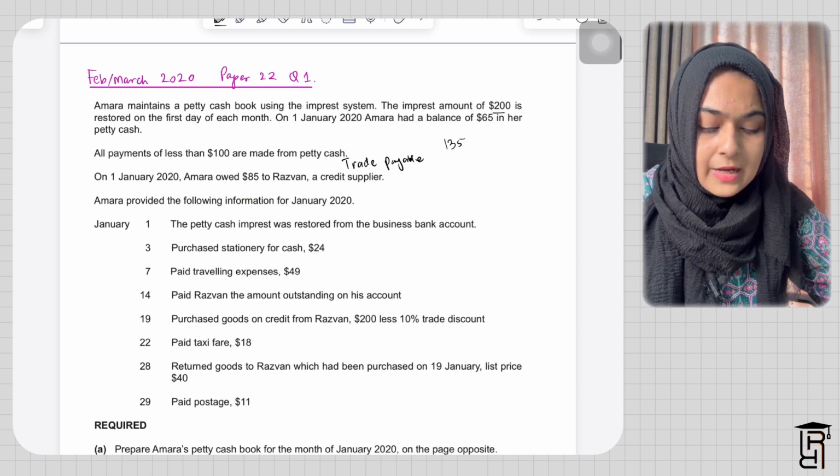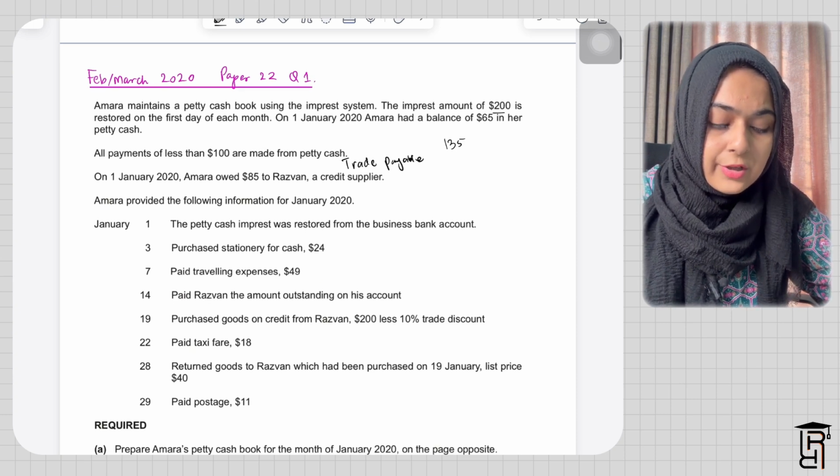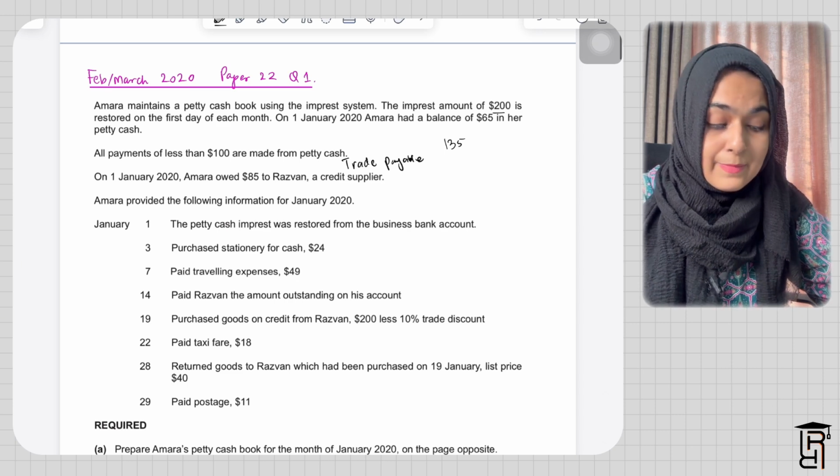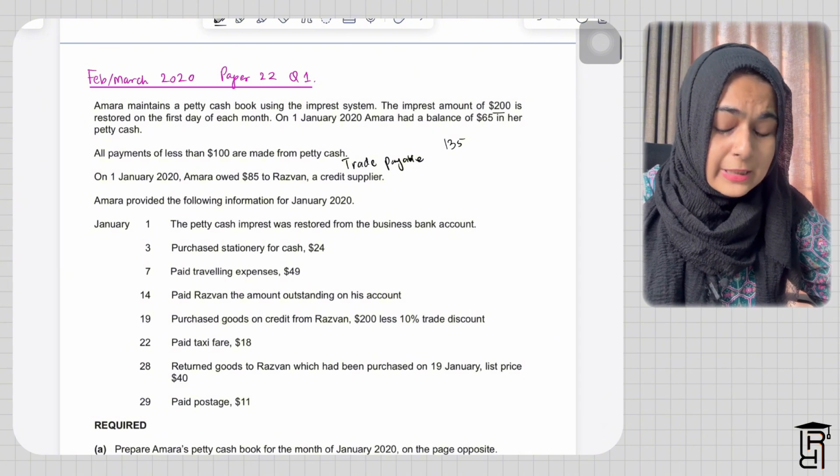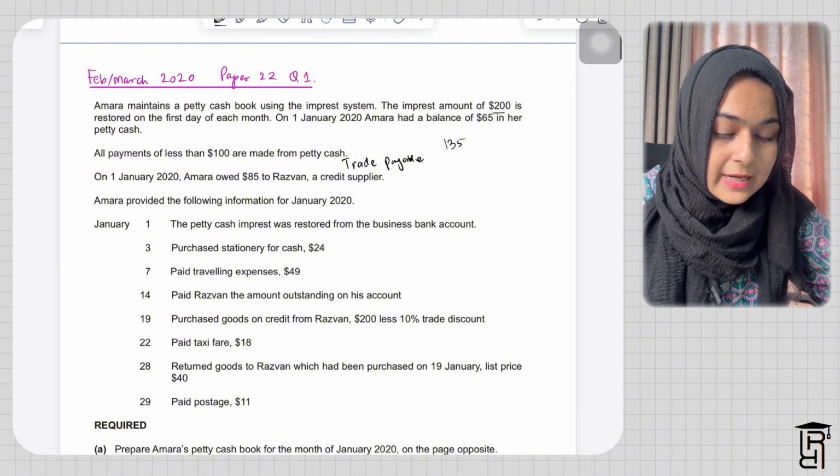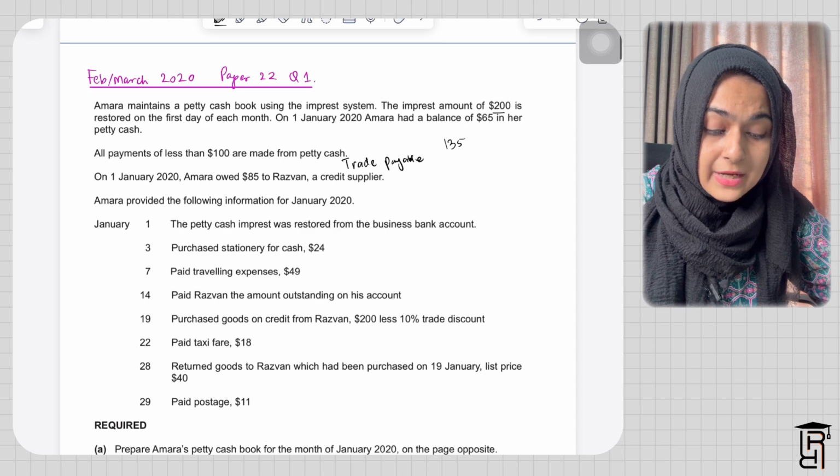Then they're saying Amara provided the following information for January 2020. The petty cash imprest was restored from the business bank account. Okay, you need to record this in the petty cash book. So what I'll do is that I'll keep recording the transactions here in Amara's petty cash book.